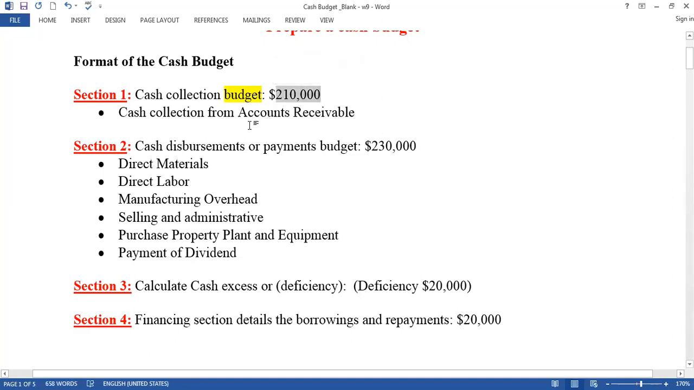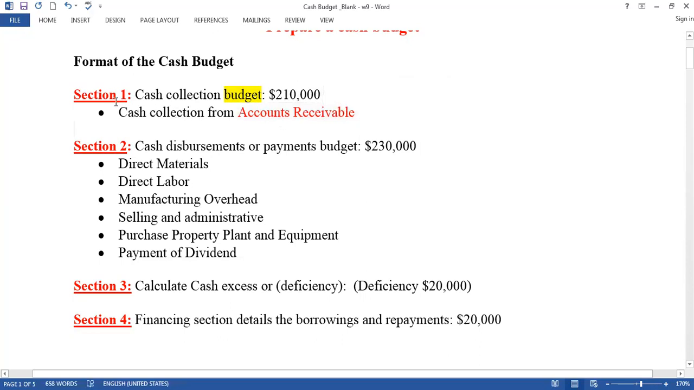You know that we have a terminology called accounts receivable. And what is the meaning of accounts receivable? Accounts receivable means cash to be received in future, right? As we are making a plan, a budget, we assume that we are going to collect $210,000. This is just a number for example. We are going to collect $210,000 cash from our accounts receivable in future.